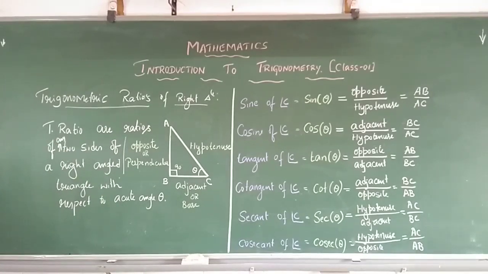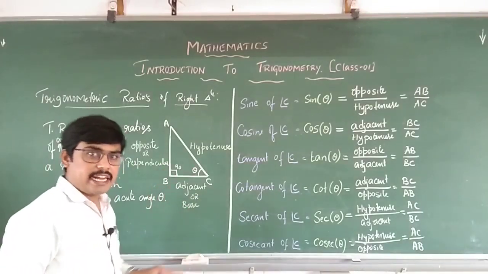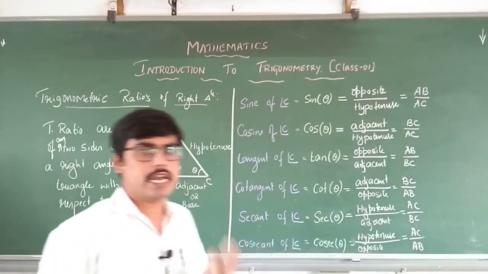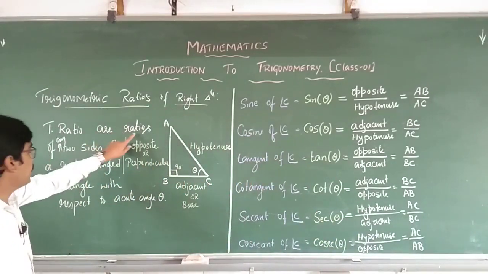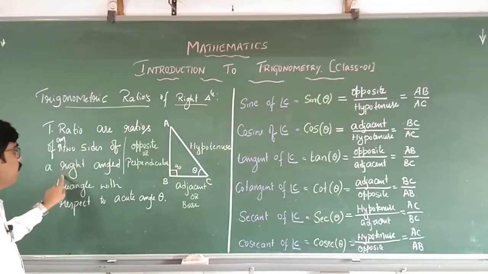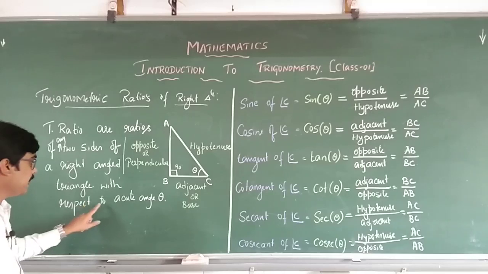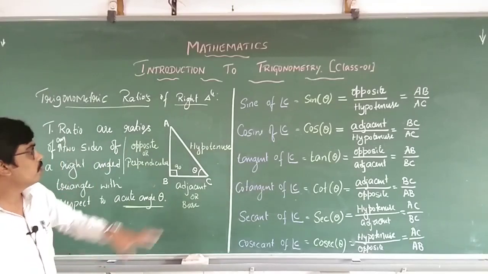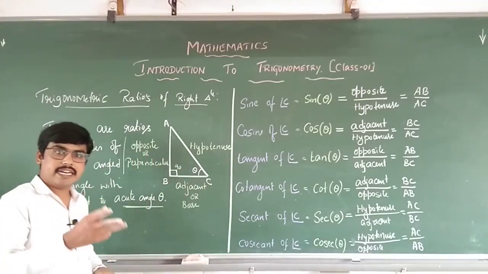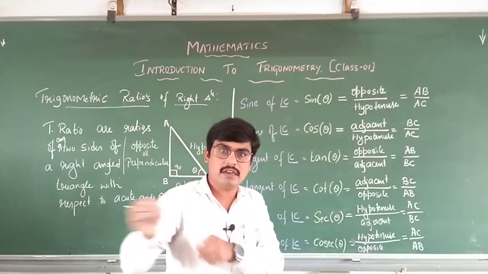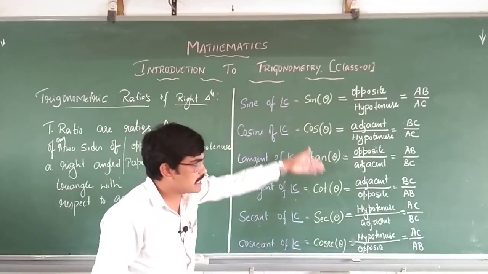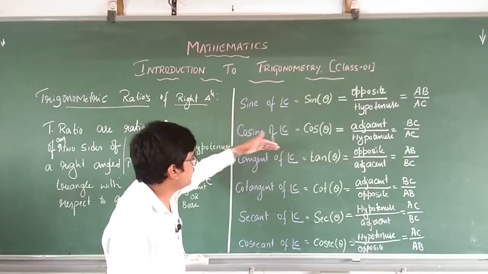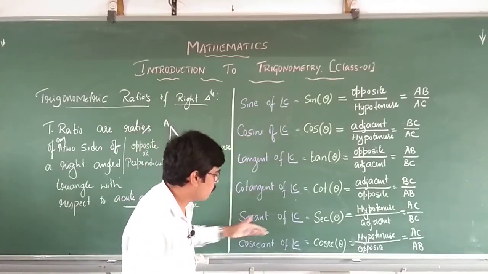Let me repeat the ratios. In a right angle triangle, we can define 6 different ratios called trigonometric ratios. Trigonometric ratios are the ratios of any two sides of a right angle triangle with respect to the acute angle. This is very important, with respect to the acute angle. So there are 3 different sides. By using the 3 letters, we can group 6 different ways. For all the 6 different ways, we give some names. We call sine of the acute angle, cosine, tangent, cotangent, secant and cosecant of an acute angle.